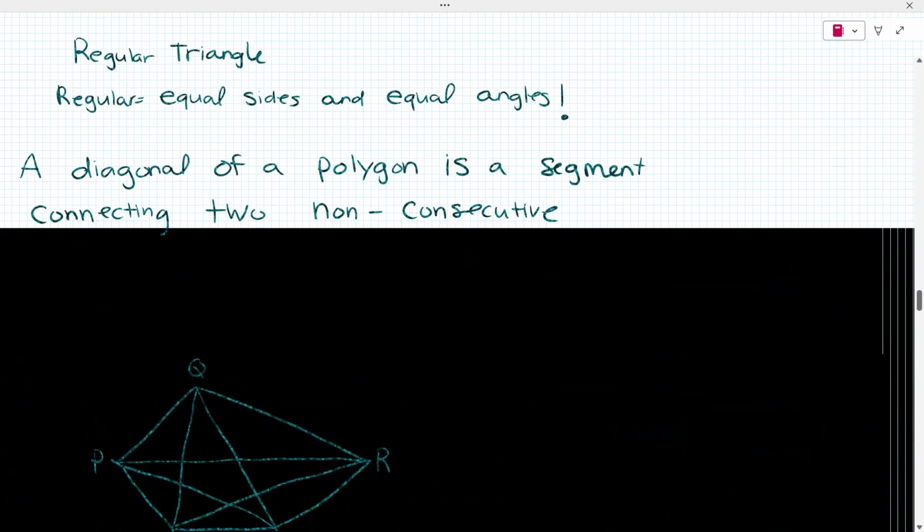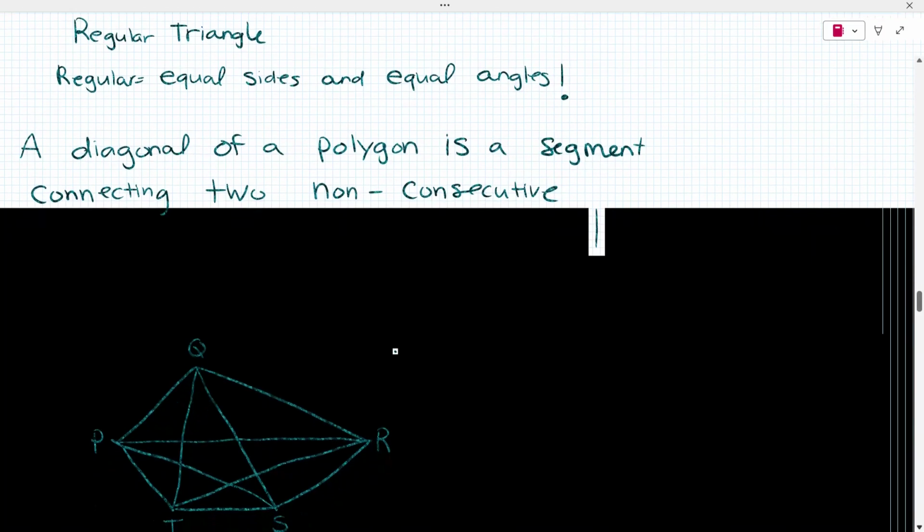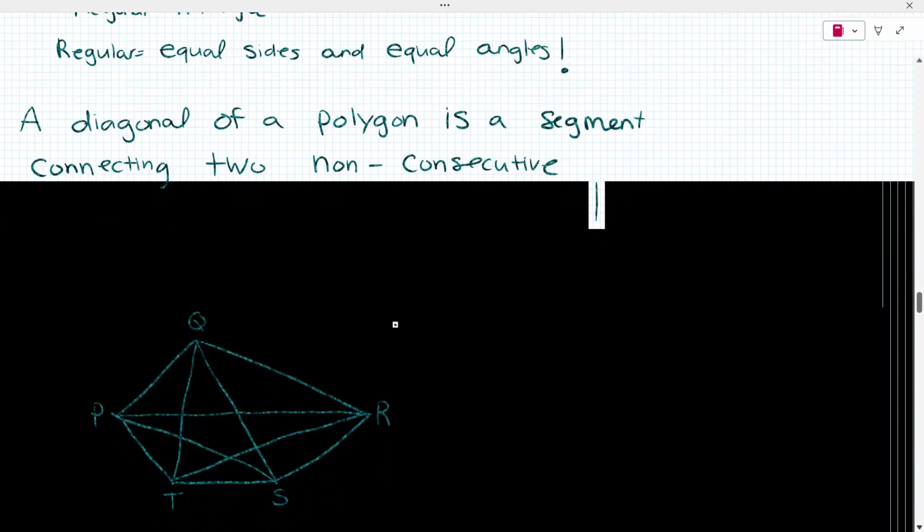A diagonal of a polygon is a segment connecting two non-consecutive vertices.